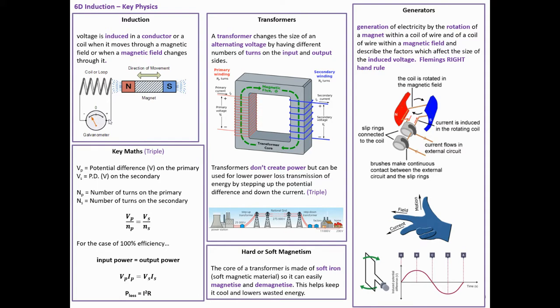So that is induction. Now, transformers are all about changing the size of an alternating voltage by having a number of turns on the input and output side. Here we've got a transformer core that looks a bit like a donut, and a primary coil, a coil of insulated wire, and across it we have an alternating current and an alternating potential difference. Constantly alternating, just like the trace at the bottom here.